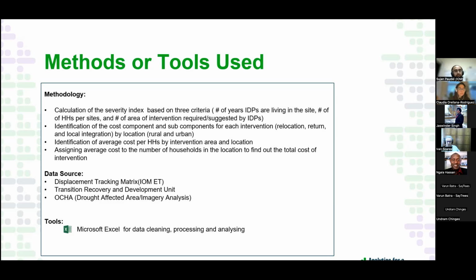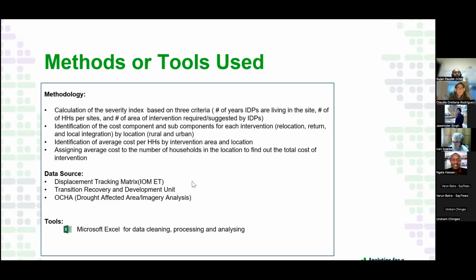And also the methodology used was identification of the cost component and subcomponents for each intervention, relocation or return or local integration, and by location, rural and urban. Identification of average cost per household by intervention area and location, and assigning average cost to the number of households in the location to find out the total cost of intervention.